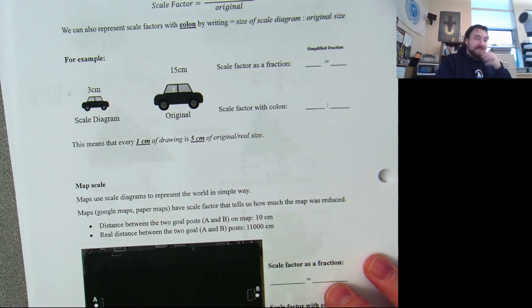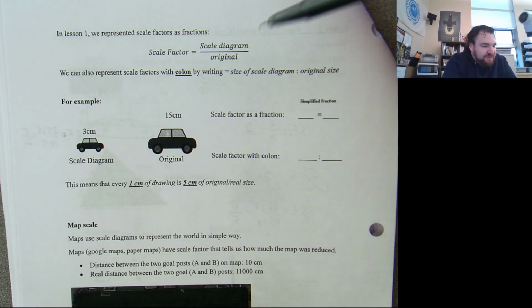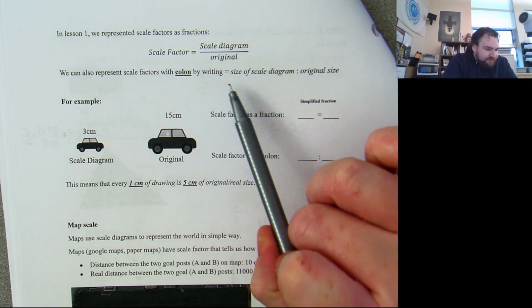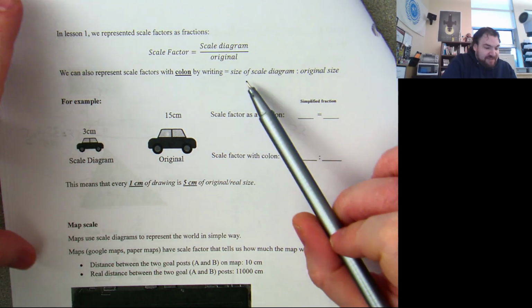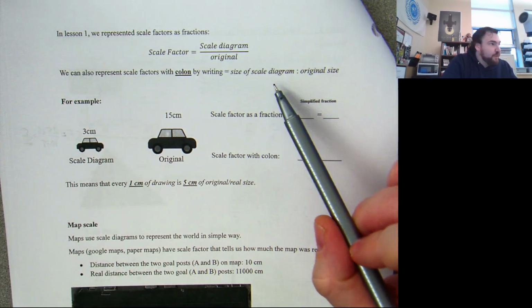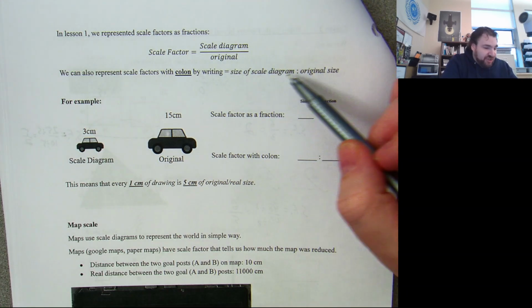Let's take a look at this stuff today. So yesterday we represented scale factors as fractions. We could also represent them using other notation, a colon, for example, which I think I showed you guys yesterday. And the way it's written, it looks like this. The size of the scale diagram, and then the colon, and then the original size. So effectively what we're doing here is we're taking this fraction and we're writing it as a ratio.